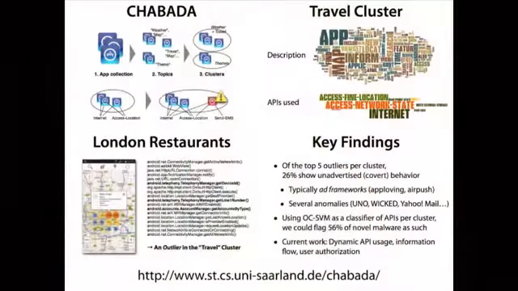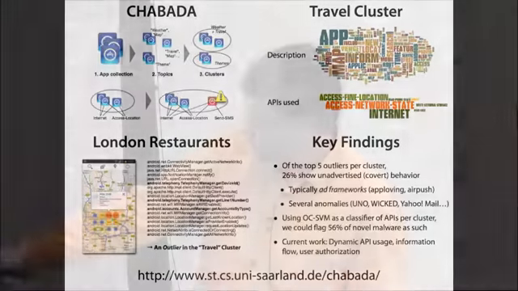And with that, I'd like to close. I've shown you our CHABADA approach, which identifies outliers based on descriptions and APIs, and identifies such outliers reliably, plenty of key findings, and a full data set as a 200 megabyte Excel file to be downloaded with all the metadata in there. Well, that's it. Thank you for your attention.